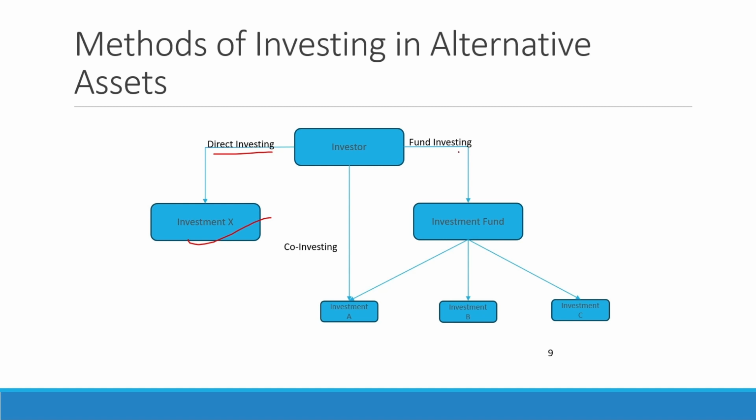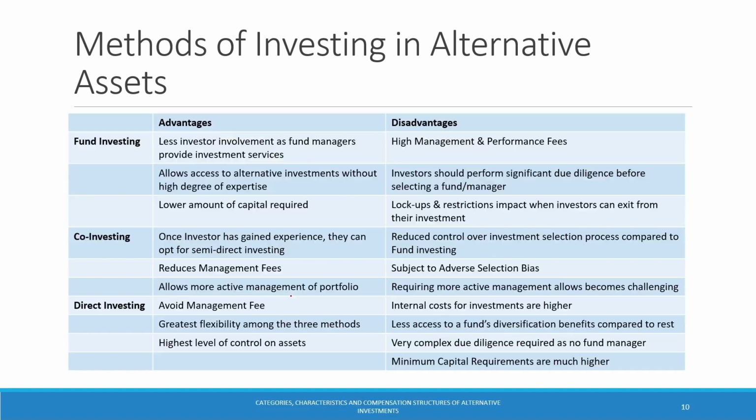You can invest in a fund. So in our case, let's say you can invest in a REIT like Embassy Office REIT. They will purchase offices and then rent them out, and those will be their investments and they'll generate cash flows for the investor. Co-investing is somewhere in the middle, where you also invest with the fund, but you also have a portion of your funds that are directly invested in some particular investment.